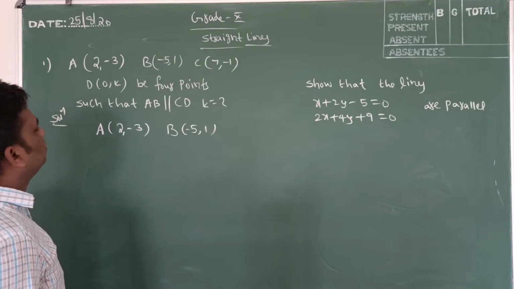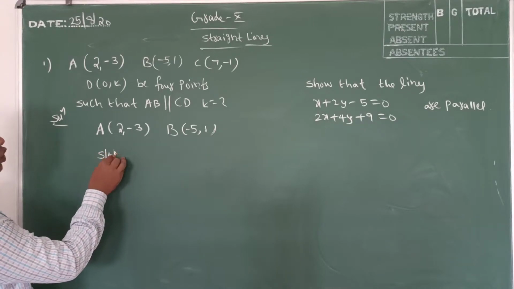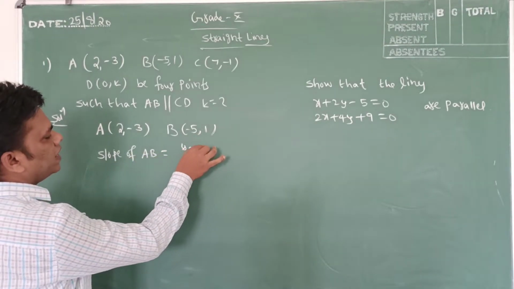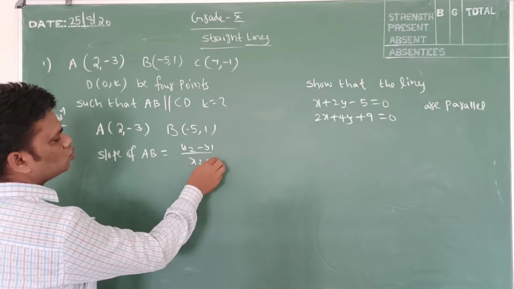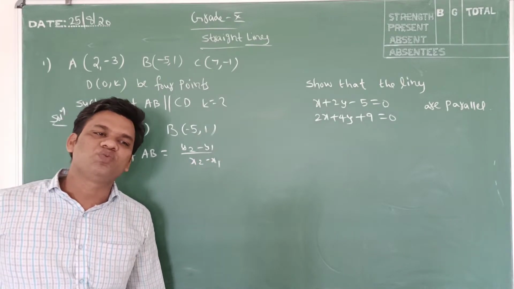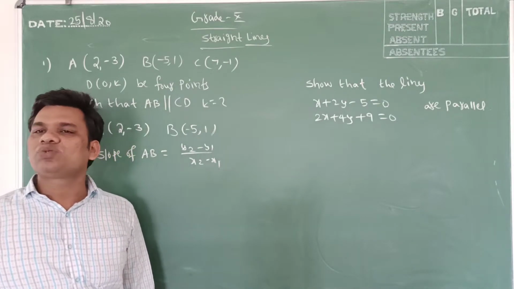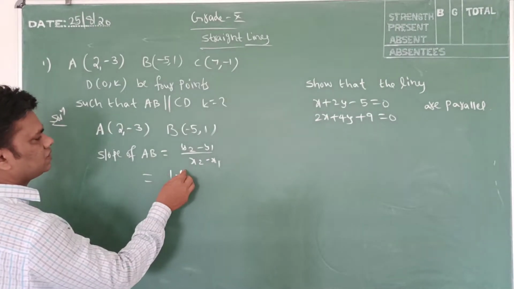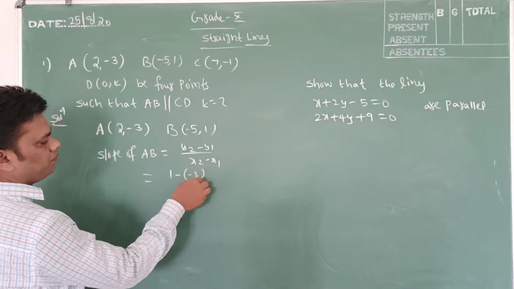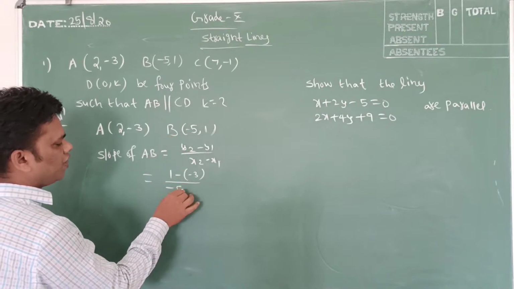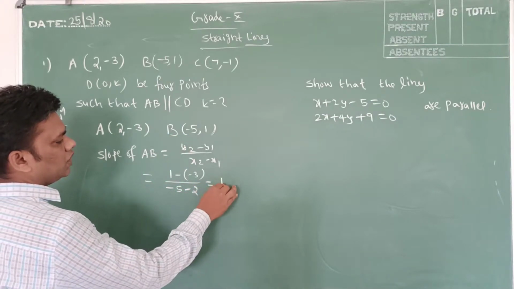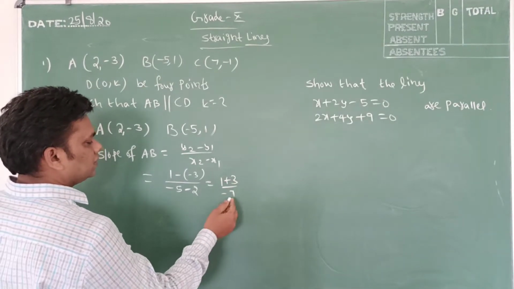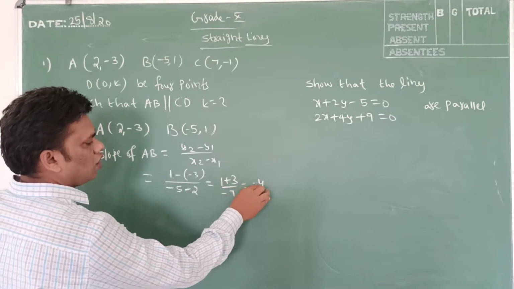Now the slope of AB. We know the slope formula is y2 minus y1 upon x2 minus x1. So y2 means 1 minus of minus 3 upon minus 5 minus 2. That is 1 plus 3 upon minus 7. So it is minus 4 upon 7.